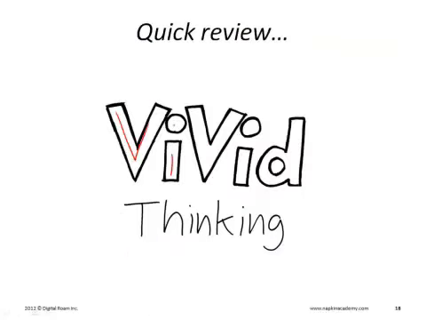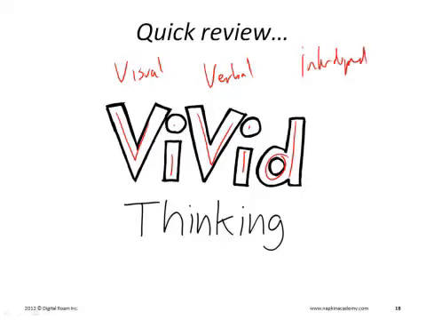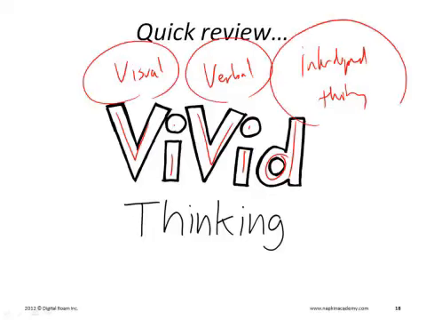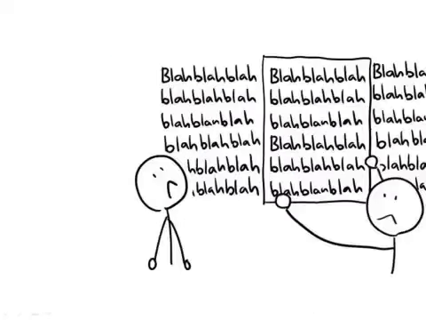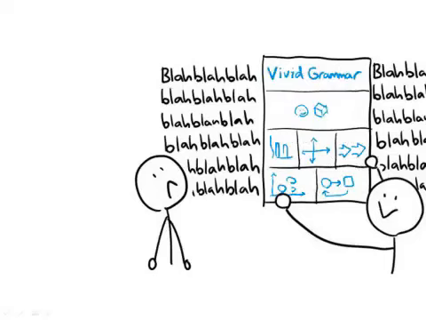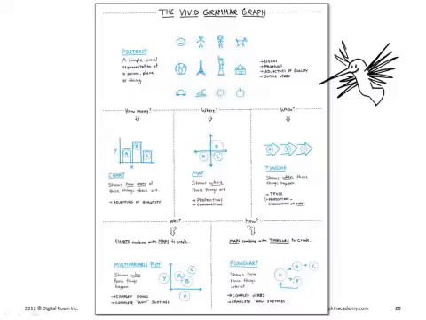VIVID stands for visual, to complement our verbal, in the form of interdependent thinking. The idea is that combining our visual with our verbal makes us able to think a whole lot more clearly. Why is this important? Because sometimes when words are delivered to us, they aren't particularly clear. We want to add a visual layer to complement them and make our ideas much more vivid.